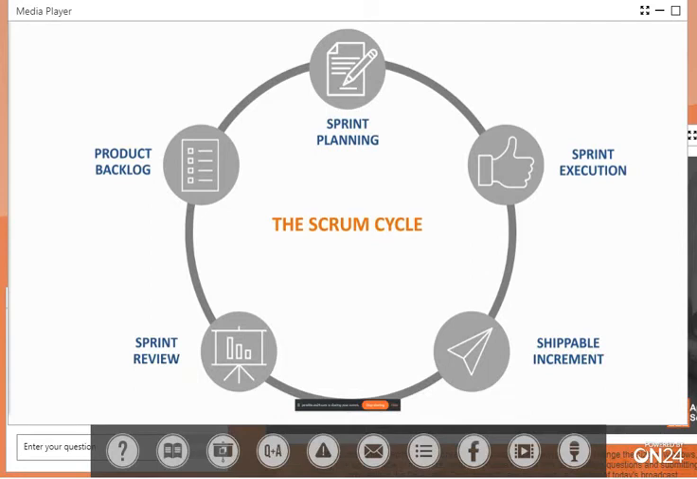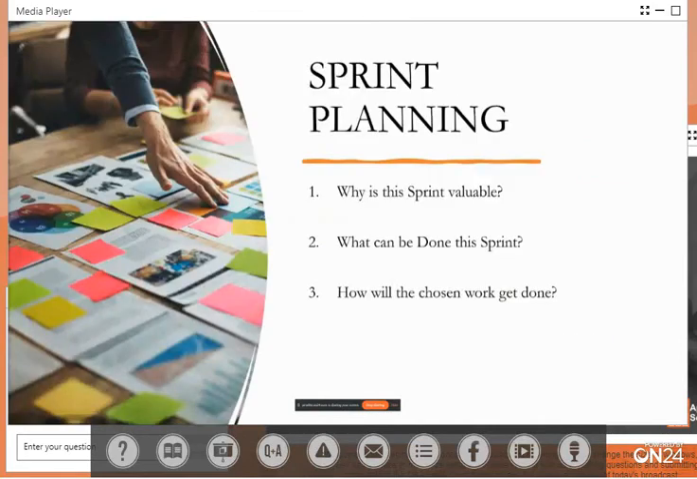So in there, we have the sprint planning, we have the sprint execution, we have the shippable increment, we have the sprint review, and we have a product backlog. So let's get into what each of those is. The first thing is the sprint planning. And the sprint planning is really something that initiates the actual sprint, the Scrum cycle, and it lays out the work that we need to perform.